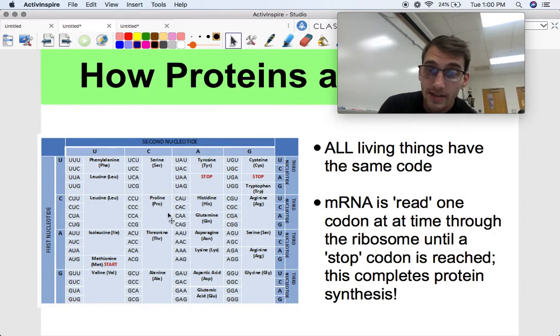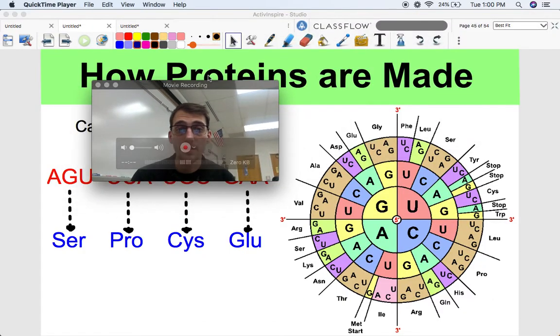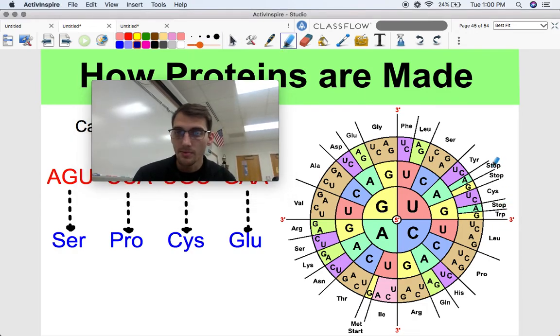Okay, so all living things have the same code. mRNA is read one codon at a time, just like you just did, through the ribosome until what we call a stop codon is reached, and this completes protein synthesis. While you were looking at this chart, you might have noticed some of these don't code for amino acids. They code for what we call stop.